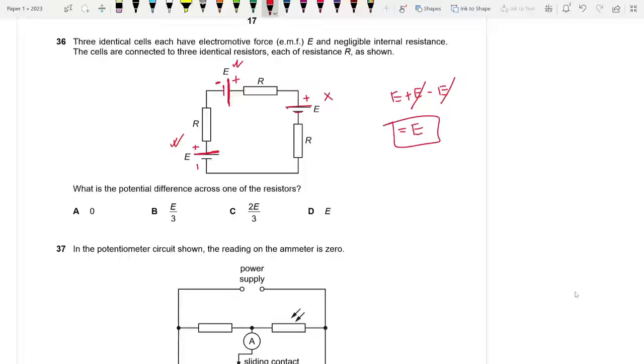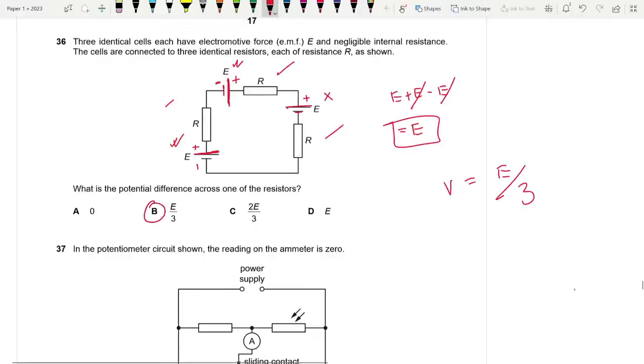Now this E will be shared between these three identical resistors equally. So each resistor will get a voltage of this, because the net EMF is E and it is divided between three identical resistors. So it is going to be EMF divided by 3. So I'm going to go with 36B.